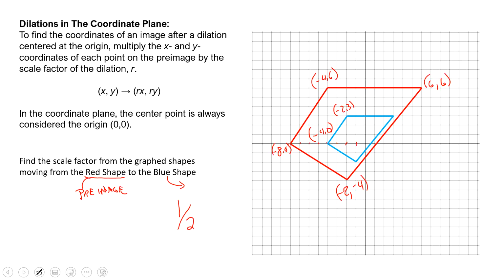Just double check my last points quickly. This point is 3, 3. Again, reduced by 1/2. And my last point here, I'm going to write it over here, is -1, -2. Again, reduced by 1/2. So there, I've gone from the pre-image, the red, to the blue shape, the image, and my scale factor is 1/2. That's all you're doing: find what the points are, multiply or divide by what you need to get to the new points, and off you go. Hope that makes sense. So you can work on those problems on the home quiz.